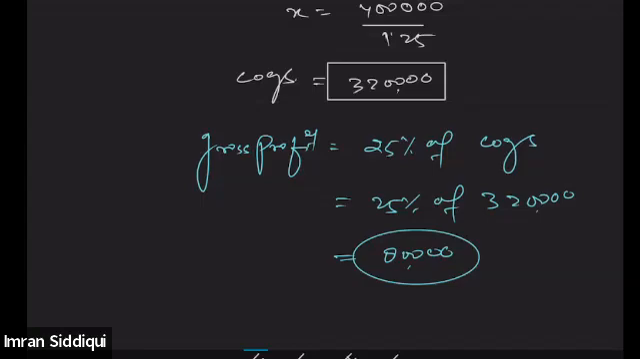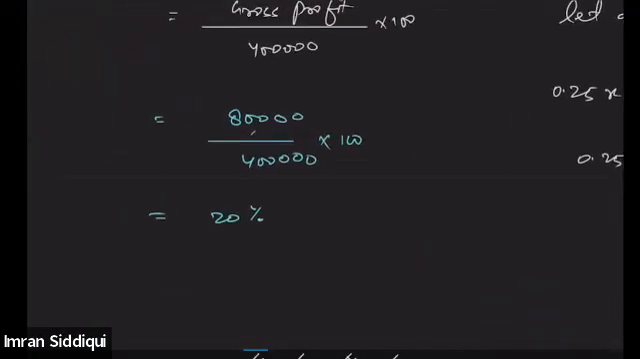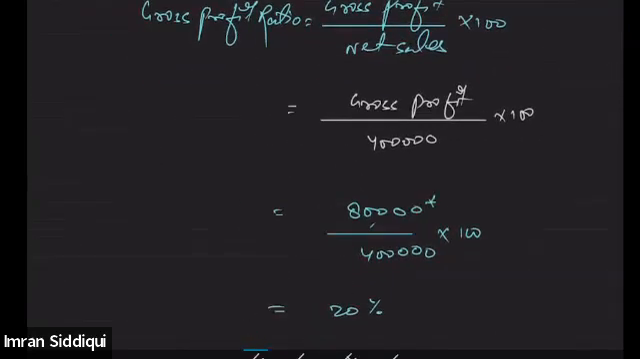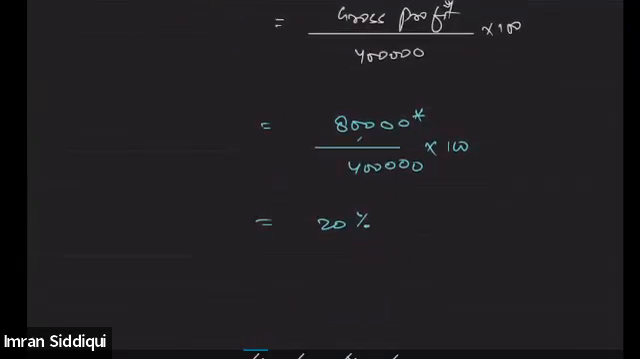Everyone else is waiting. Sir, did we find the gross profit ratio? We only found the gross profit. Yeah, we found it now. See, this is the gross profit, and we put the value of the gross profit in the formula for gross profit ratio, 80,000. Then we divided it by 4 lakh and got 20%. This is the gross profit ratio only.